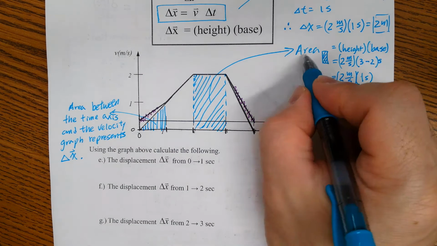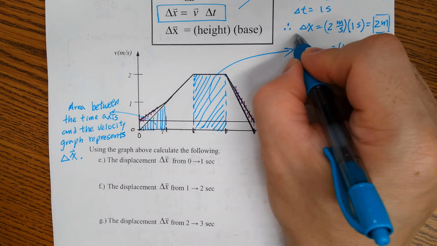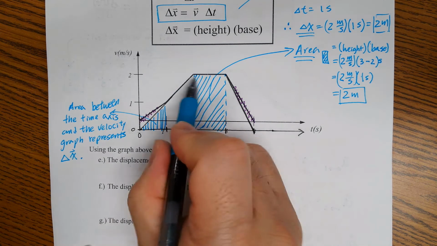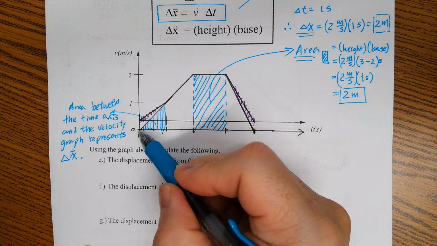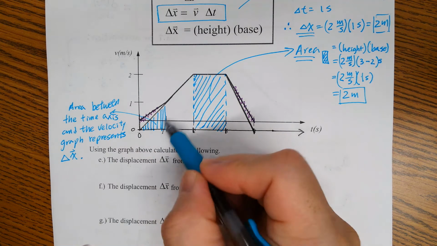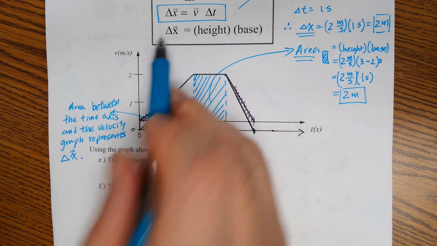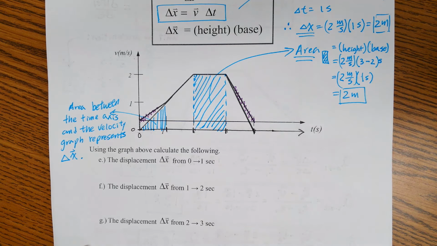Okay, so the area is the same as delta x. It proves it right there. So even if we're not going at a constant velocity, we could be moving at an accelerated velocity, the area will still represent the delta x. Okay?